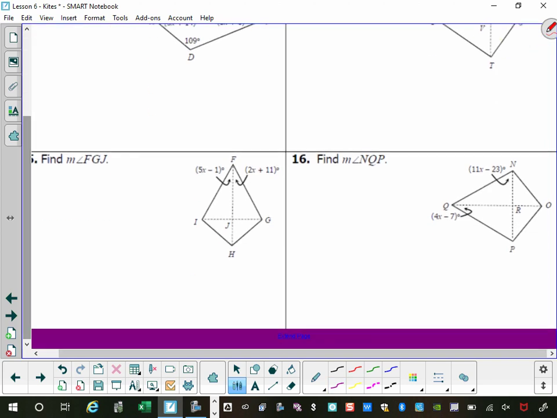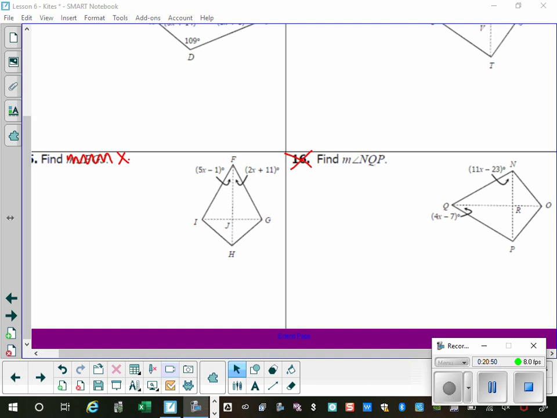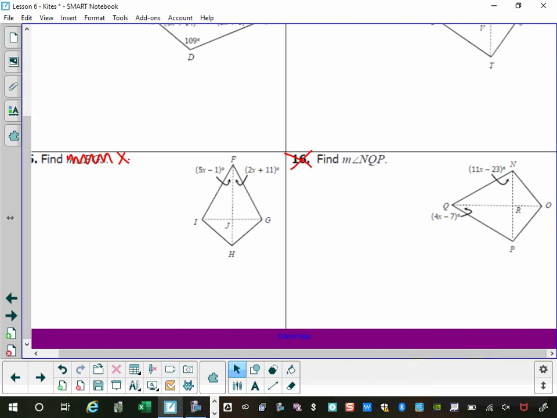On number 15, I want you to find x. And I don't want you to do 16. So you're working on 9 through 15 for about 10 minutes, and I'll put the answers up. All right, let's go over these answers.